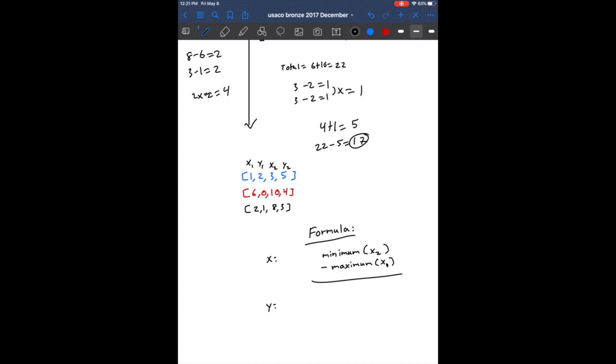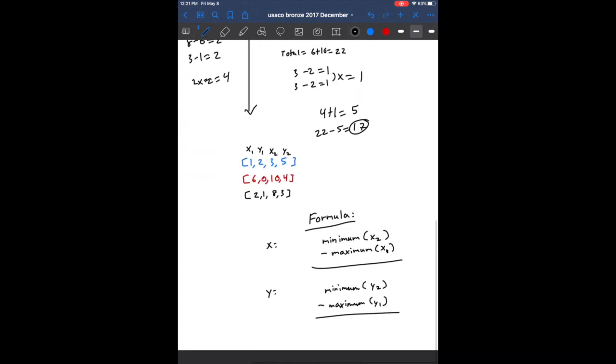For y, you just do the minimum of y2 minus the maximum of y1. And it's the same thing. If it's negative or 0, that means that there's no intersection. If it's greater than 0, that means it is an intersection. So this is our formula for finding out the answer to this problem.